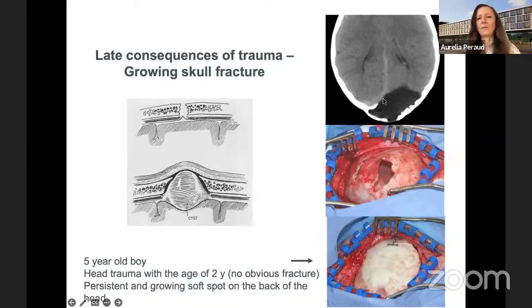And this is an example of a boy. He came to our clinic when he was 5 with a soft spot in the back of his head. He had an injury 3 years earlier when he was riding a sledge with his parents, and obviously had a fracture which wasn't observed. When we did this CT scan at that time, you see the big defect, the cavity that was filled with CSF.